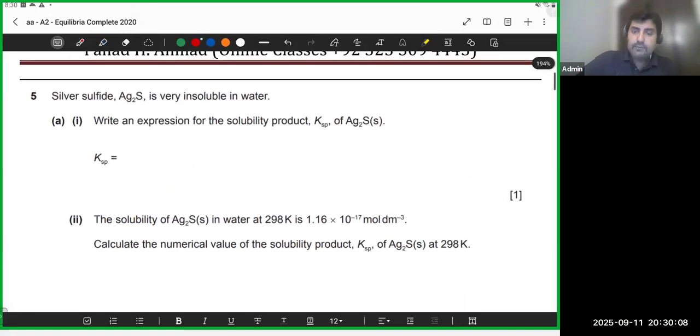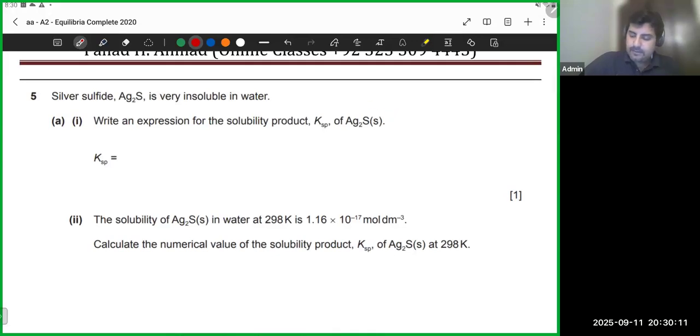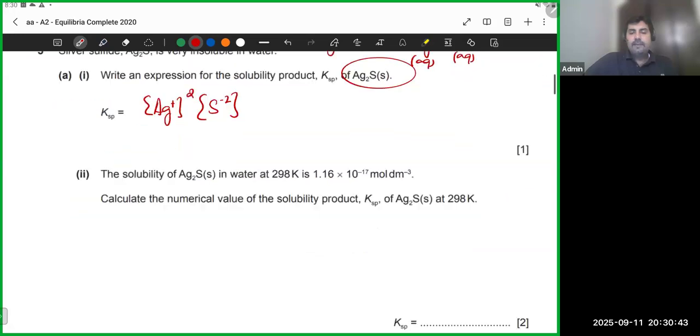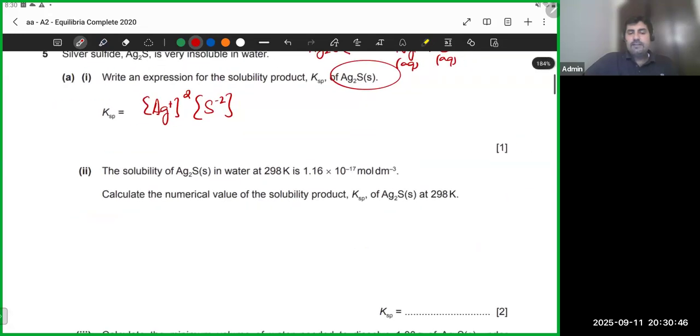He's talking about Ag2S, right? So we know that you need to make an equation: Ag2S will dissolve and form 2 Ag⁺ and 1 S²⁻ aqueous ions. You have to write the Ksp expression. That's going to be the Ag⁺ concentration squared, and the S²⁻ concentration to the power 1.